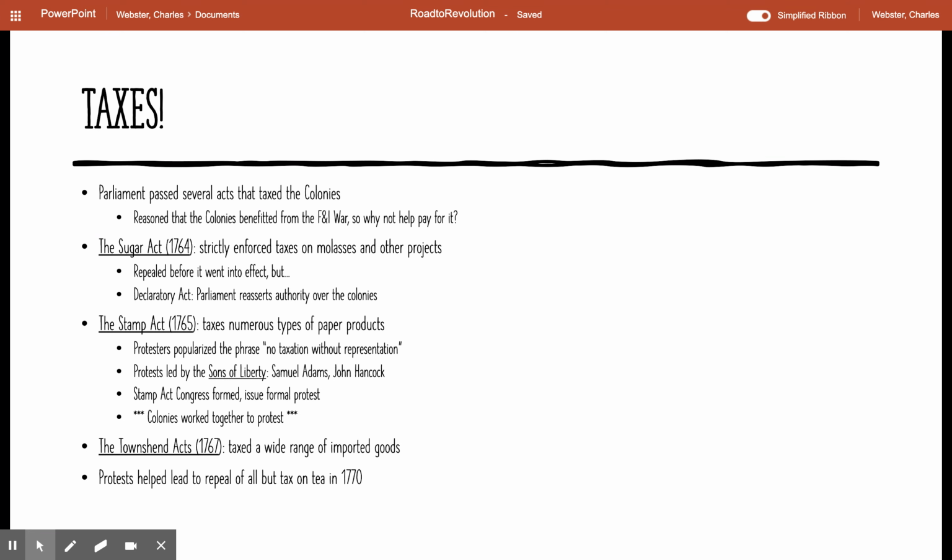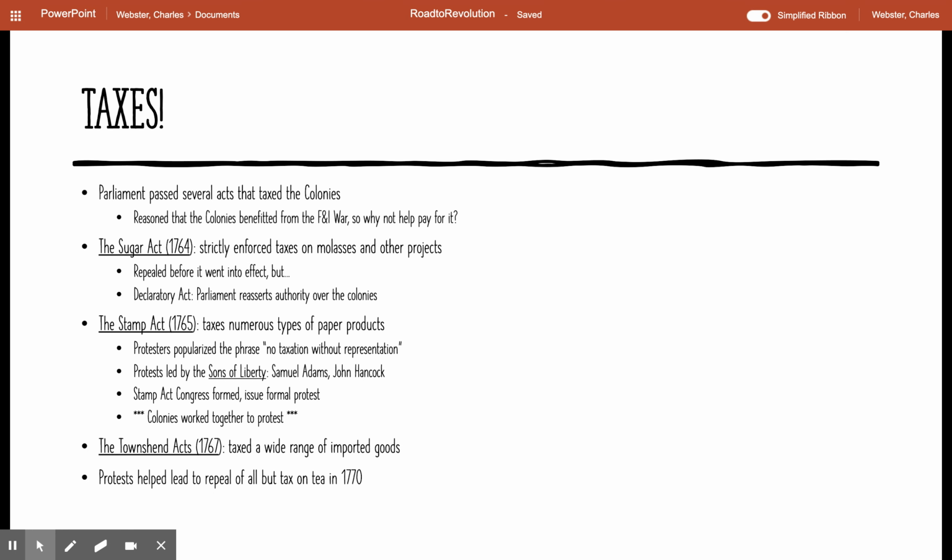So in 1765, Parliament ended up passing the Stamp Act next. This is a tax on numerous types of paper products, and protesters started using the phrase "no taxation without representation." They started to do this a lot. And this phrase had originated many years before, but now they were using it pretty regularly. I'm sure you've probably heard this phrase, it's probably pretty familiar. It's a pretty popular saying from the Revolution.